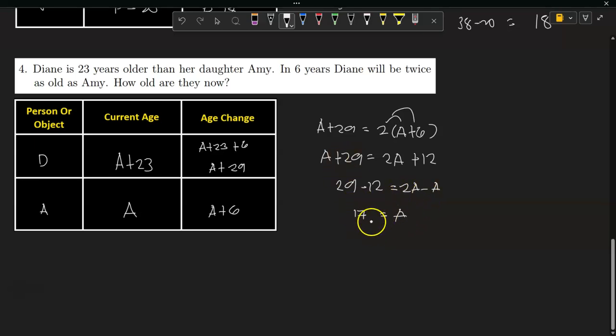Meaning to say, Amy is actually 17 years old, and Diane is what? Diane is Amy plus 23. So this is 17 plus 23, or this is just 40 years old. So meaning to say, Diane is actually 40 years old and Amy is 17 years old.